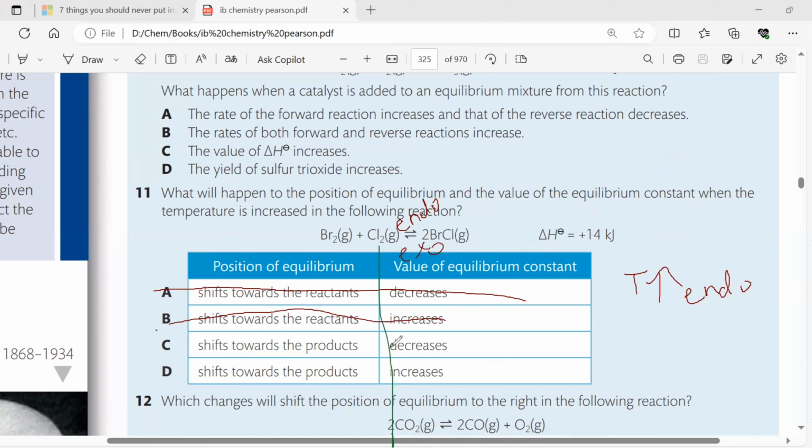Now we have to draw the Kc. Kc is equal to product to the power of stoichiometry over reactant to the power of stoichiometry, right? So if the product increases, then Kc increases. Yeah, okay, I see. Now it's easy for you? Easy. Lovely. That makes sense.